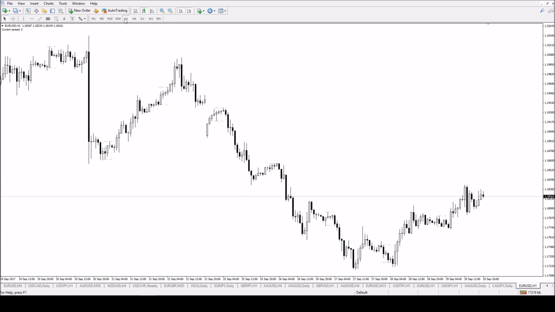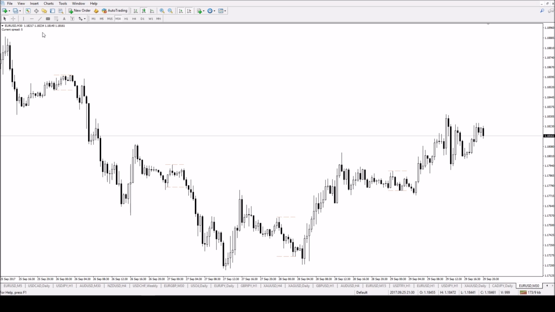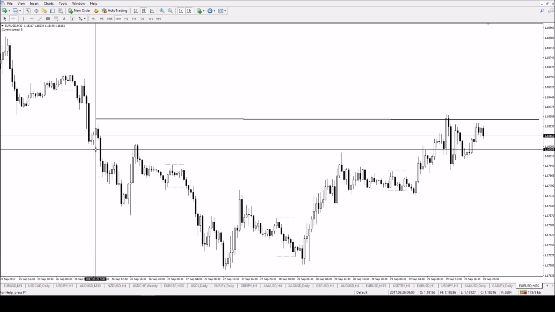So going down to a lower time frame, we've got some stops resting here, stops resting here. So it's come up, it's taken out these stops. Okay, and this is similar to this level here. So the high is 1.18127.